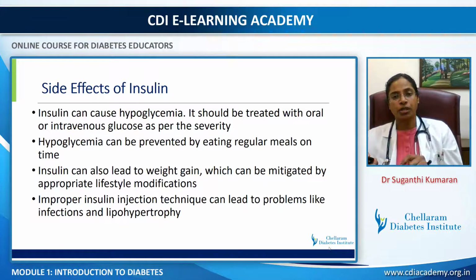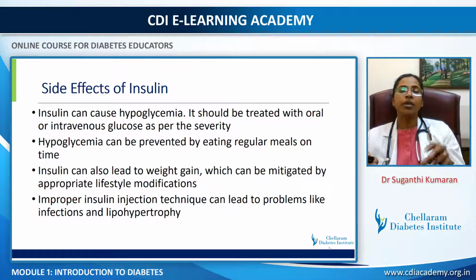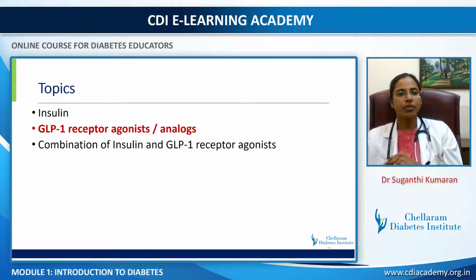Improper insulin injection technique can lead to problems like infection at the site of injection. Sometimes it causes deposition of fat in the form of a lump, called lipohypertrophy, or there may be destruction of fat causing lipoatrophy. Together, hypertrophy and atrophy are called lipodystrophy.